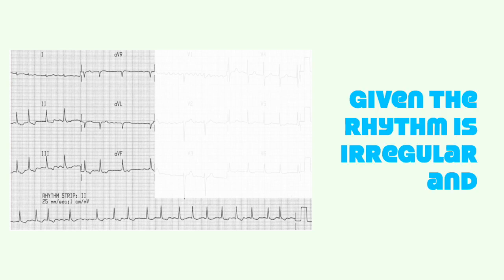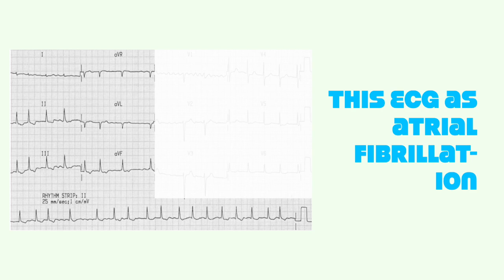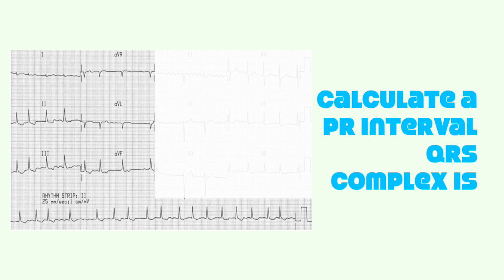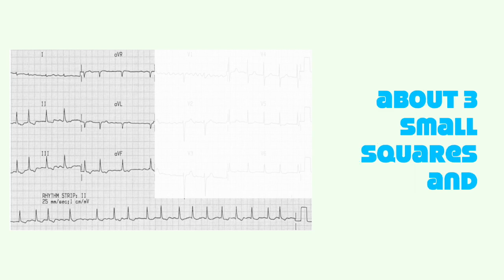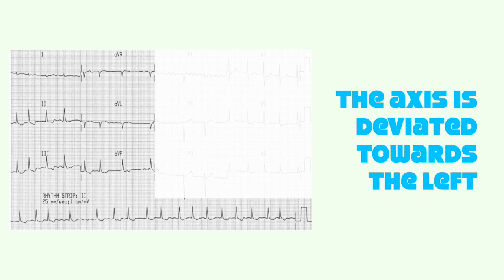Given the rhythm is irregular and P waves are absent, we can safely label this ECG as atrial fibrillation. Just for completeness, we'll quickly run through the remaining factors. Given absence of P waves, we can't calculate a PR interval, QRS complex is about 3 small squares, and no ST elevations can be seen. The axis is deviated towards the left.